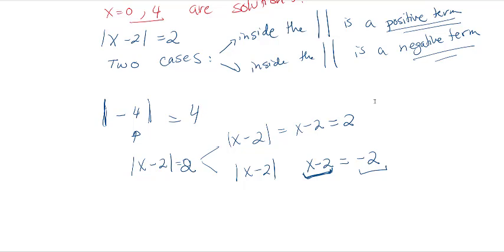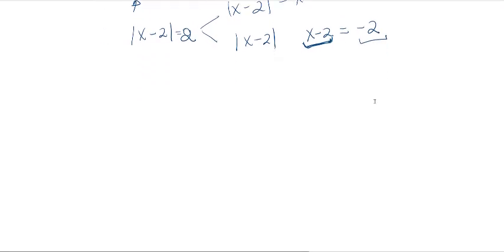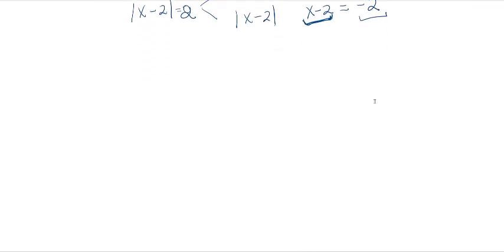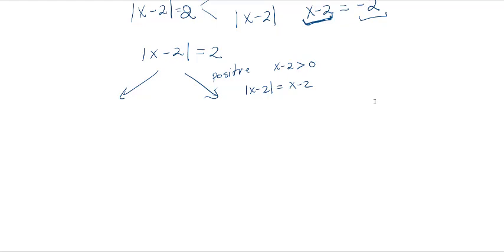We have inside, let's just write this out again and repeat it for the sake of understanding it a little better. Our equation is absolute value of x minus 2 equals 2. Now we have two cases. We have the case where what's inside the absolute value is positive, so we're saying that x minus 2 is greater than 0. In this case, the absolute value of x minus 2 equals x minus 2. So we can just write x minus 2 equals 2 because it is positive.